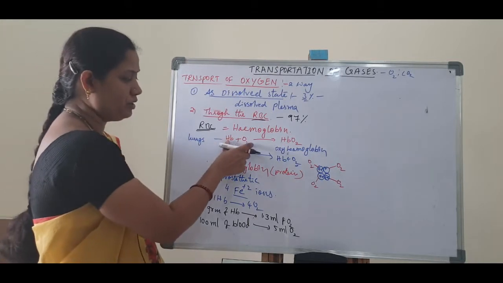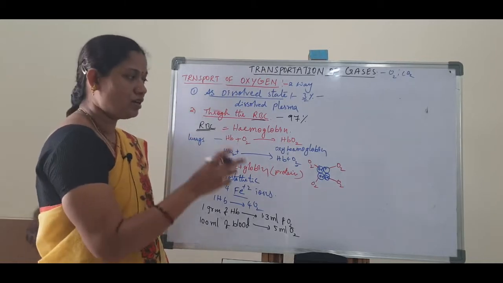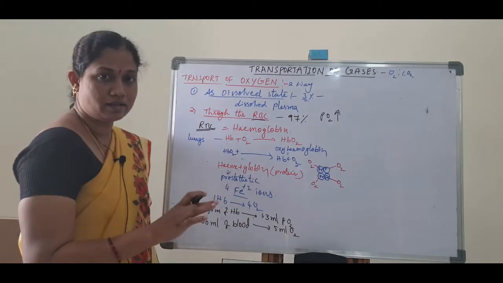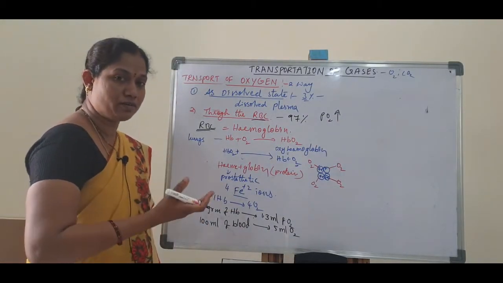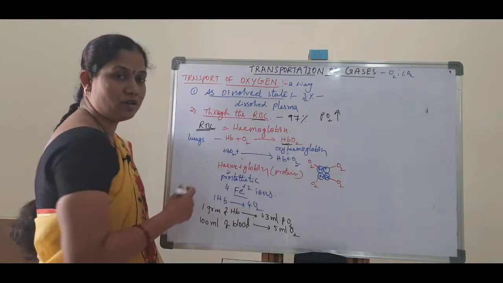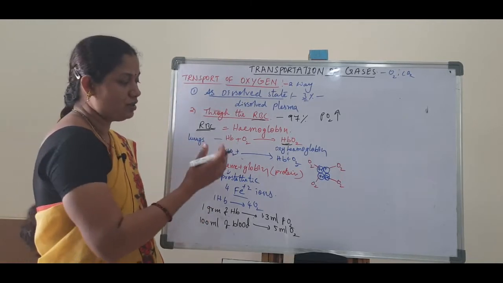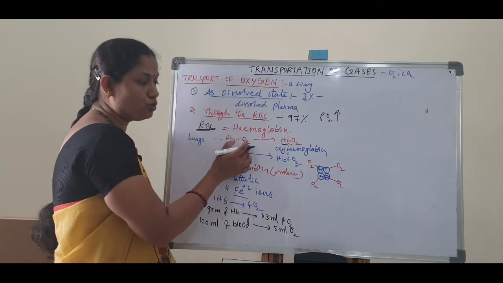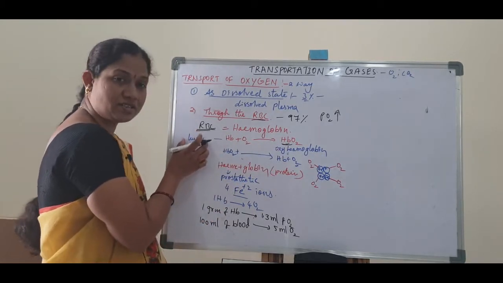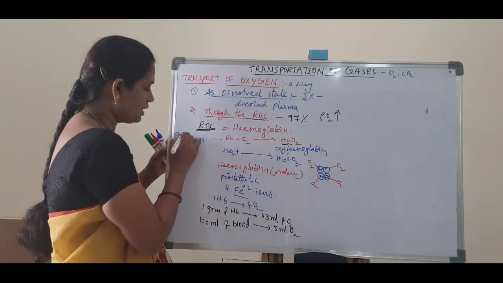This hemoglobin binds with oxygen to form oxyhemoglobin in the lungs region. What will happen in the lungs region? The partial pressure of oxygen is high in the lungs. This partial pressure of oxygen promotes the formation of oxyhemoglobin, so more oxyhemoglobin is formed. Hb reacts with O2 to form HbO2 in the lungs region, because the partial pressure of oxygen is high here.